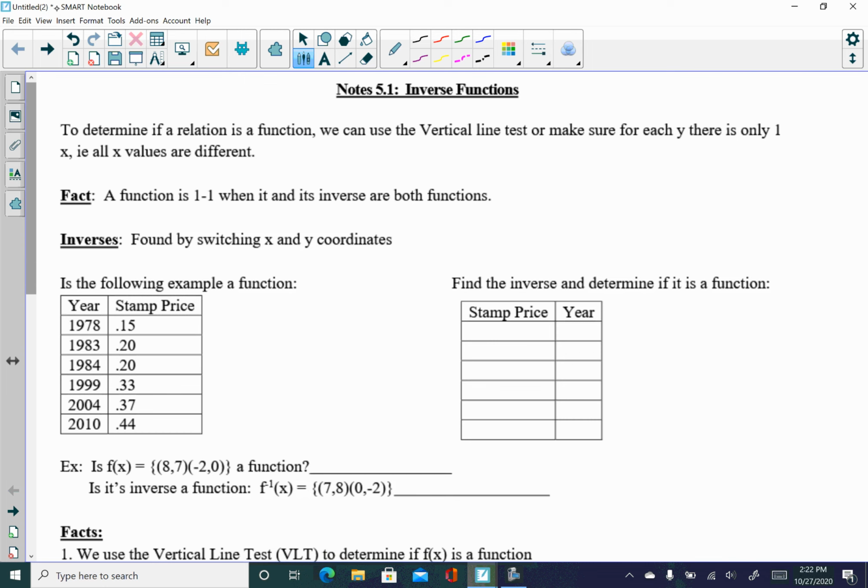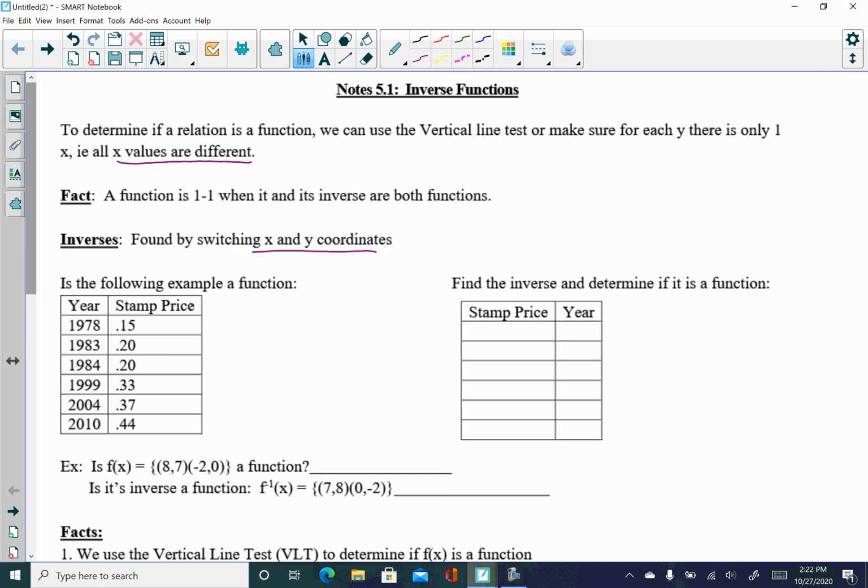At the top here, to determine if a relation is a function, we use what's known as the vertical line test to make sure that for every y, there's only one x, or in other words, that all of your x values are different. Fact just below that, a function is one-to-one when it and its inverse are both functions. And inverses are simply found by switching your x and y coordinates.